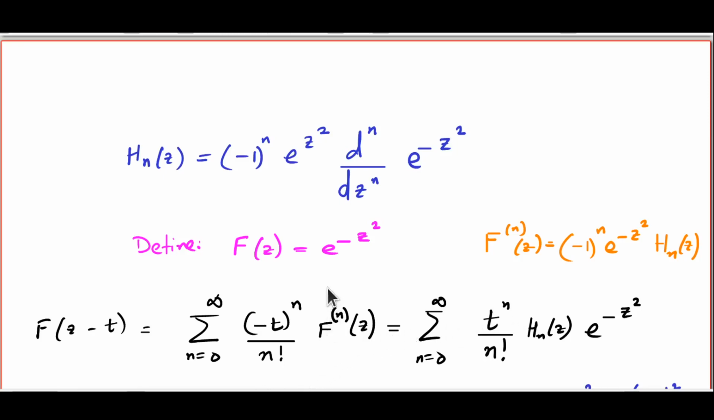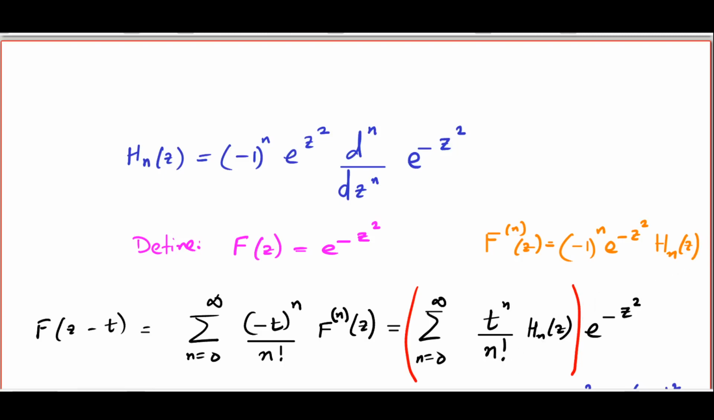And because the nth derivative of F is given by this quantity, we can absorb the minus 1 to the n along with the minus in the minus t to the power n and write the whole thing as t to the n by n factorial, H_n(z) times e to the minus z square. Now, I think you should be able to recognize where we are going, because if you look at this part alone, you will see this is exactly what the generating function was equal to.